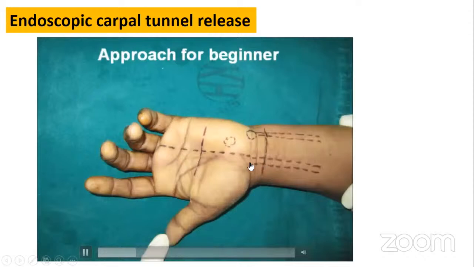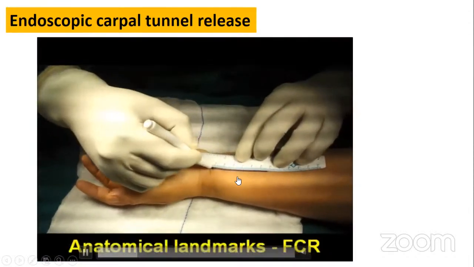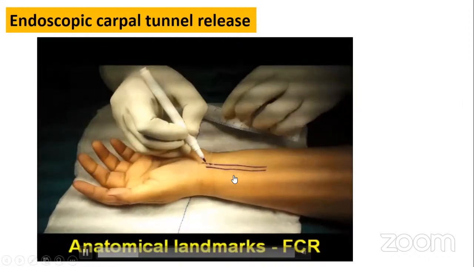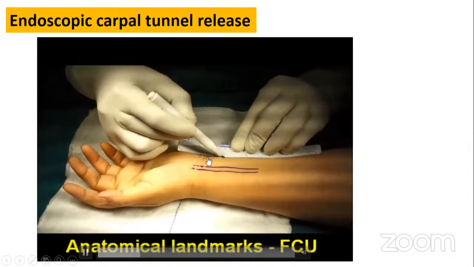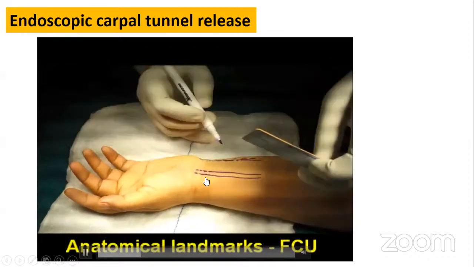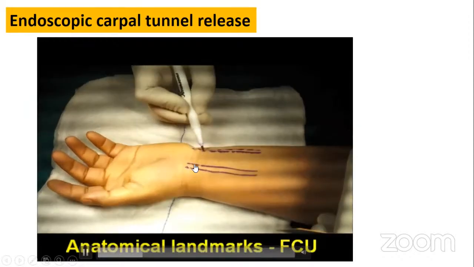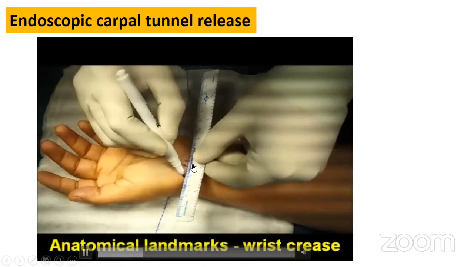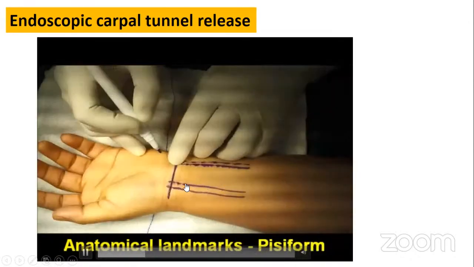Now for a beginner, the incision needs to be a little wide compared to what we routinely use. You have the FCR there and you have the FCU there, so that is the interval we go through. We know that the nerve lies between the palmaris longus and the FCR, but here we take a slightly wider approach, especially in the beginning. But nowadays I don't do this. I just take a small incision here.